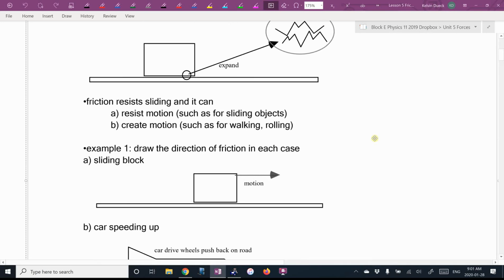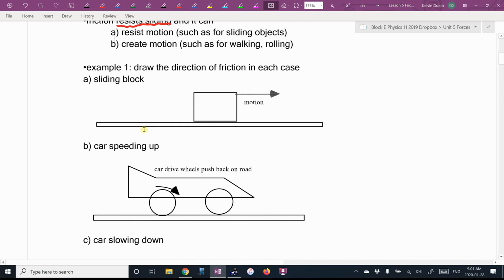Key idea with friction, you can underline this, it resists sliding. If you're trying to figure out the direction of the friction force, that way. Because of that, it can resist motion, like when you're trying to slide a heavy object across the floor. It can also create motion for walking and for rolling and for cars. So, example 1 says, draw the direction of friction in each case.